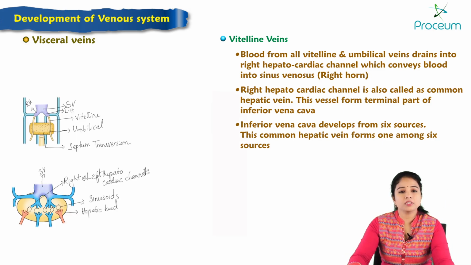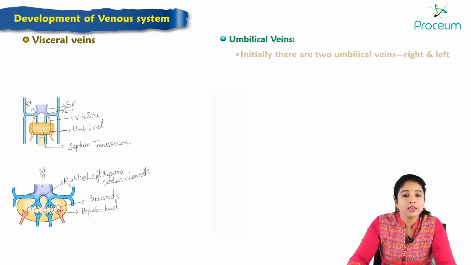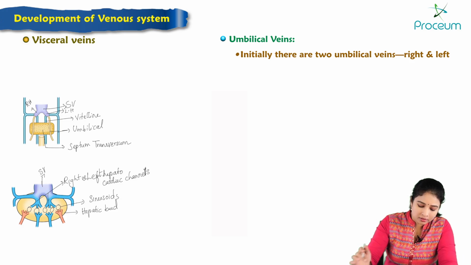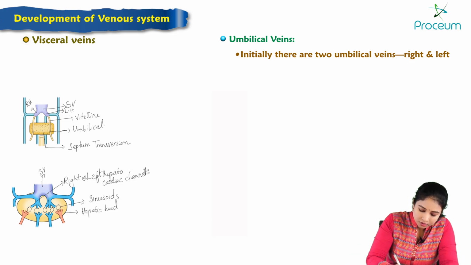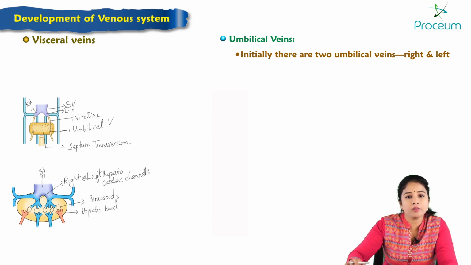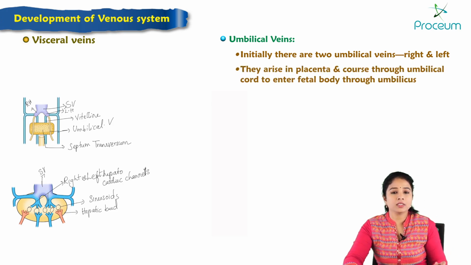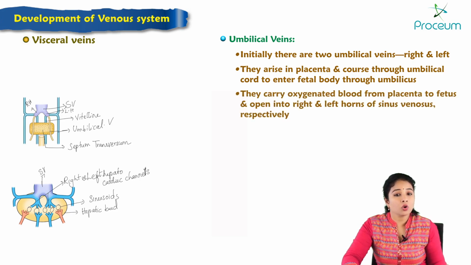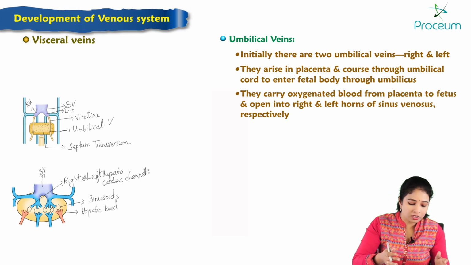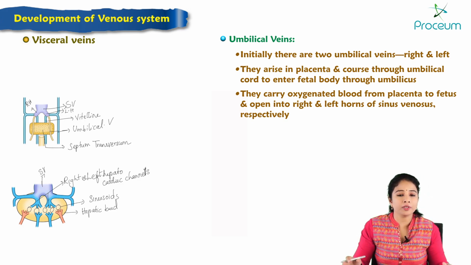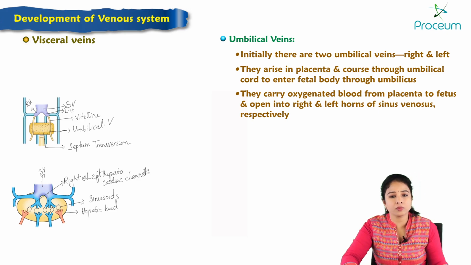So the next set of visceral veins are the umbilical veins. Initially there are 2 umbilical veins, which I have already shown. So there are 2, right and left umbilical veins. They arise in the placenta, course through the umbilical cord, and enter the fetal body through the umbilicus. They carry the oxygenated blood from the placenta to the fetus and open into the right and left horns of the sinus venosus respectively. So just like the vitelline veins, they too open into the right and left horns of the sinus venosus.